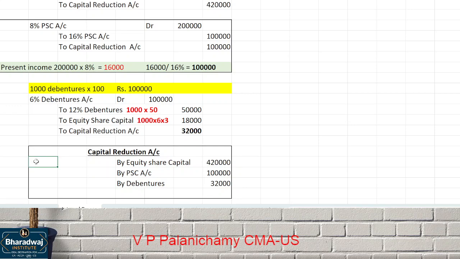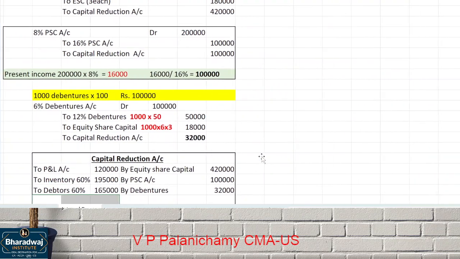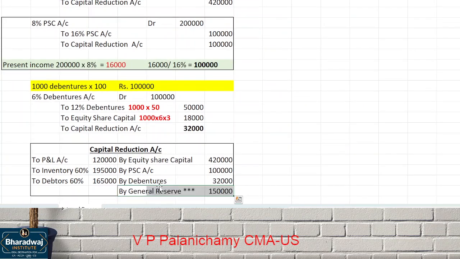In a compulsory way, the P&L account you must write off. Then what is the thing you have to write off? Inventory and debtors you have to write off. Here normally for balancing we'll take it as some other assets. But in the question what is given? They ask you to use reserves, which means the general reserve. What is the general reserve given? 1,50,000 can also be used in the process of capital reduction. So the plant, property and equipment will be the balancing.